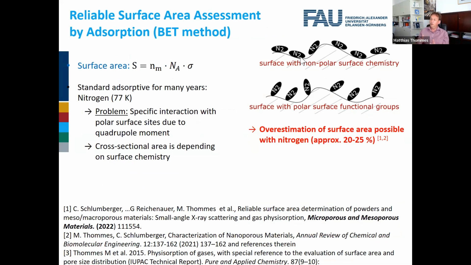The problem is you really don't know what the surface chemistry is in most cases. So you don't know the effective cross-sectional area of nitrogen. Otherwise, you could essentially adjust for that, right? So that's a real problem.